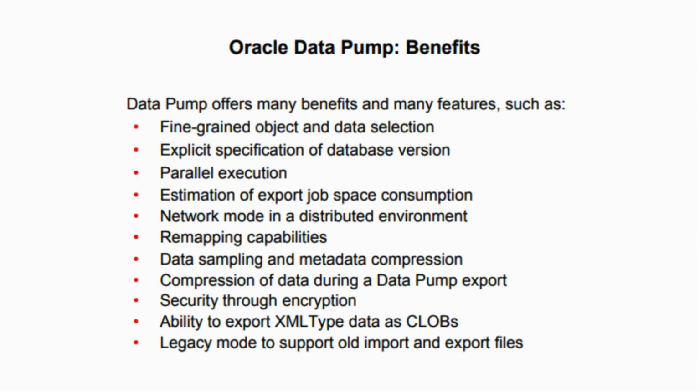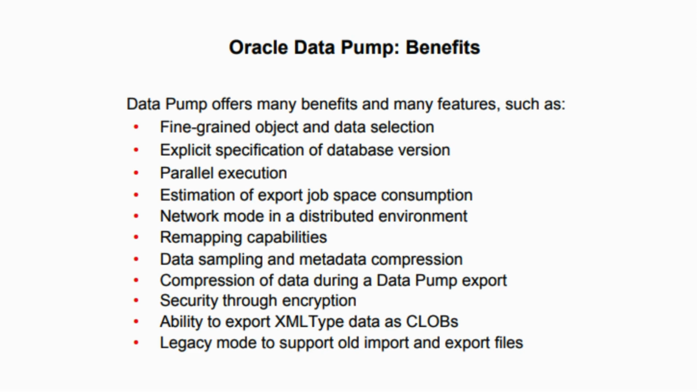The exclude, include, and content parameters are used for fine-grained object and data selection. You can specify the database version for objects to be moved, using the version parameter, to create a dump file set that is compatible with a previous release of Oracle database that supports DataPump. You can use the parallel parameter to specify the maximum number of threads of active execution servers operating on behalf of the export job. You can estimate how much space an export job would consume, without actually performing the export, by using the estimate_only parameter.